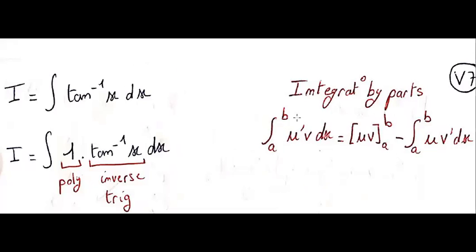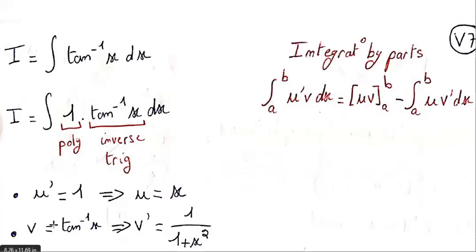The rule that we will be using is the integral of u prime v dx equals uv between a and b, in the case of a definite integral, minus the integral from a to b of uv prime dx. So one of our functions, 1 or tangent inverse x, would be u prime, and the other is going to be v. As I explained in a previous video, where I was integrating x tangent inverse x, tangent inverse is always v. The inverse trigonometric function would be v, and the polynomial would be u prime.